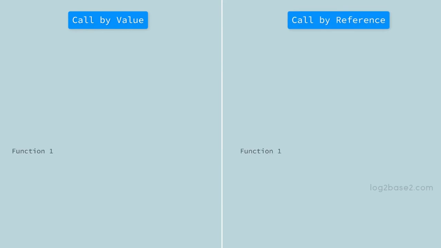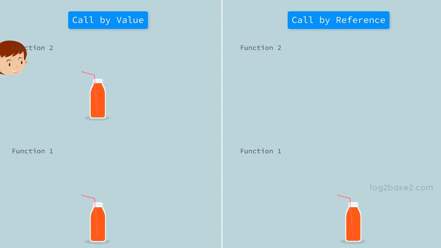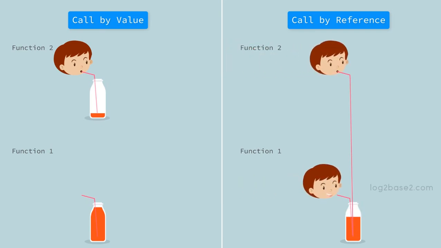So we have two functions, function 1 and function 2. And we have a juice bottle in function 1. Now in call by value, we only pass a copy of this bottle to function 2. So any change made to this copy in function 2 will not reflect in the bottle in function 1. But in call by reference, we are passing a reference and giving access to the original bottle. So any change made to the bottle will be reflected in function 1 also.